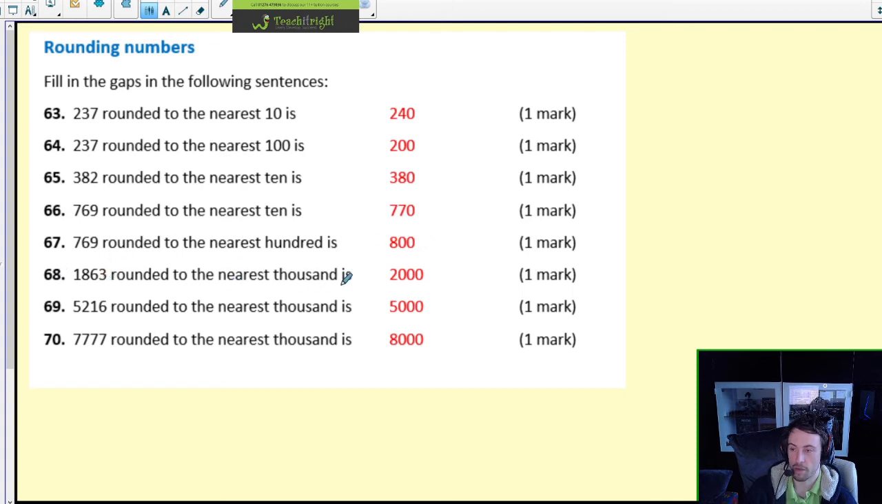1863 to the nearest 1000 will be 2000. 5216 to the nearest 1000 is 5000. And 7777 to the nearest 1000 is 8000. So there are your answers.